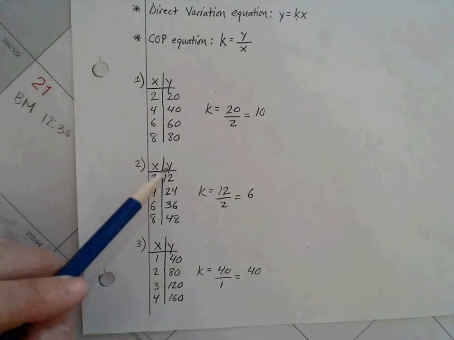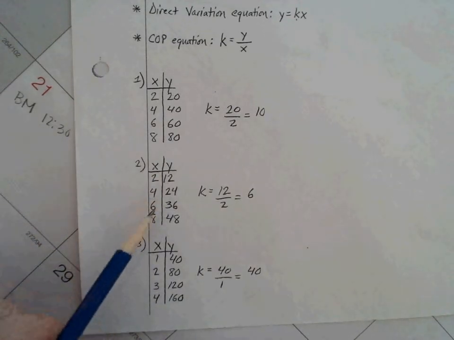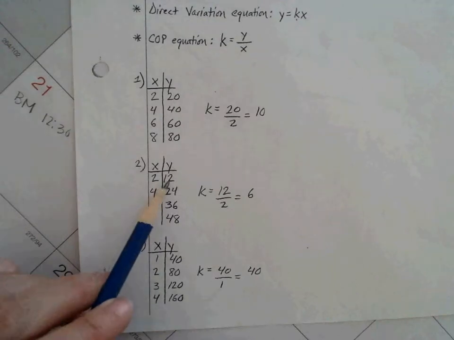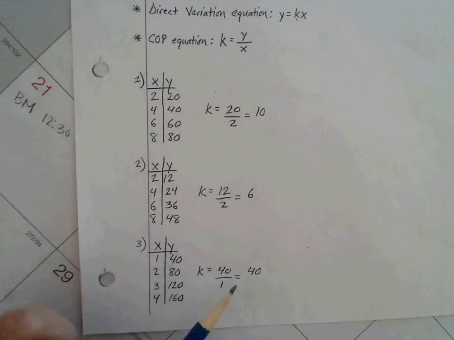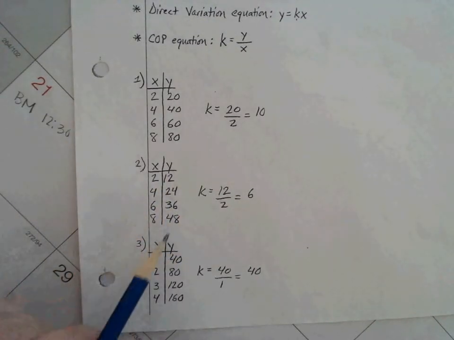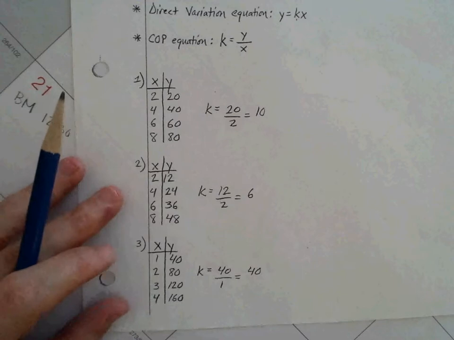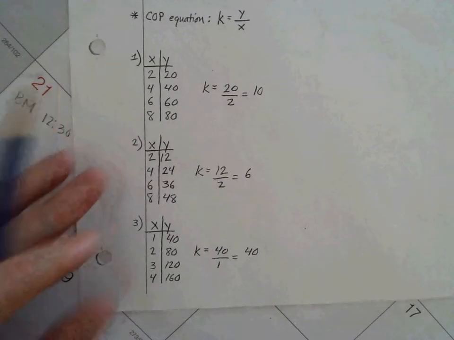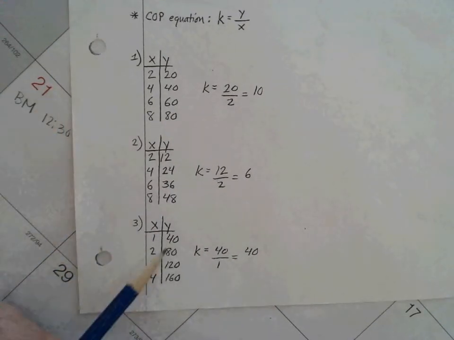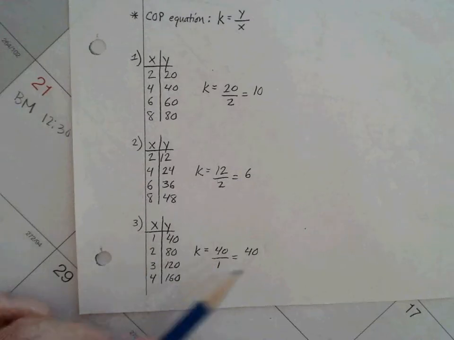Down here for the second one, once again, you're doing y divided by x. So choose two numbers that are across from each other. Here I just did 12 divided by 2 and got 6. You could have done 24 divided by 4, 36 divided by 6, or 48 divided by 8. Either way, you get 6. And then finally down here, you see we've got this table. Once again, y divided by x, I just did 40 divided by 1 to get 40. But any of these other pairings would also give you 40 if you do y divided by x.